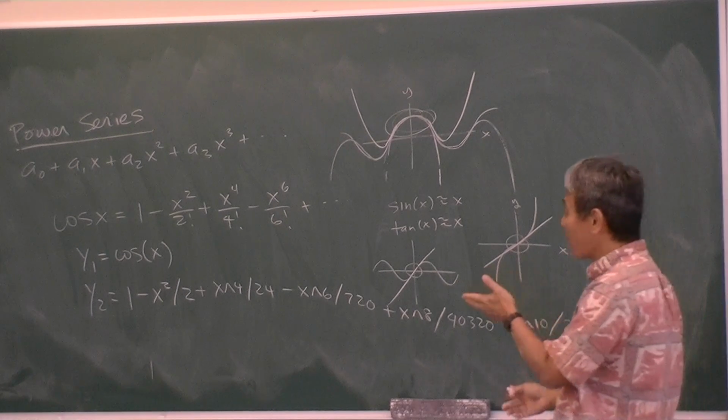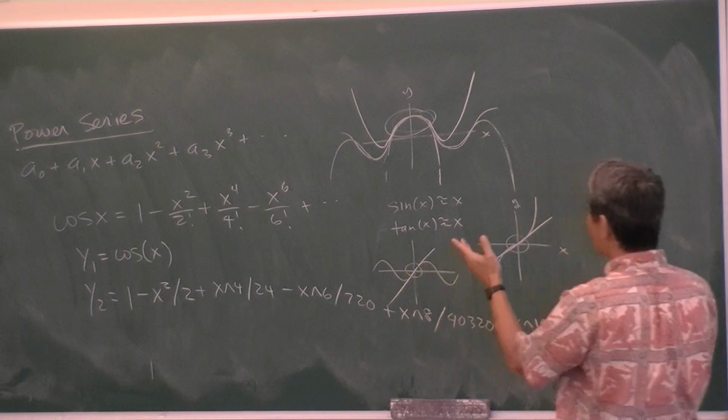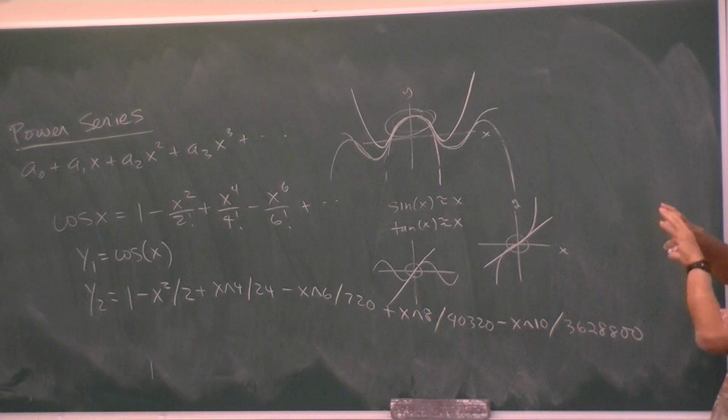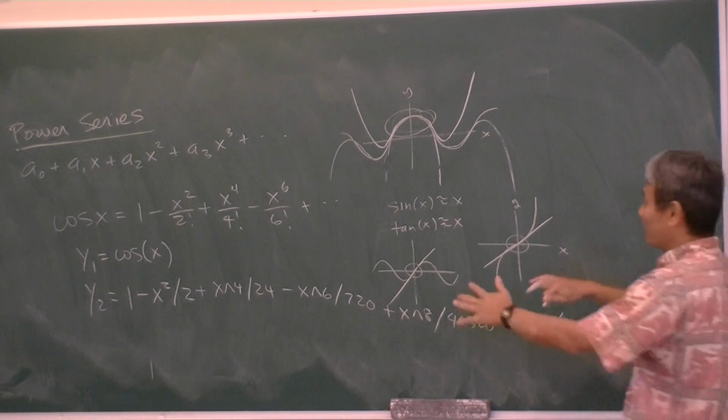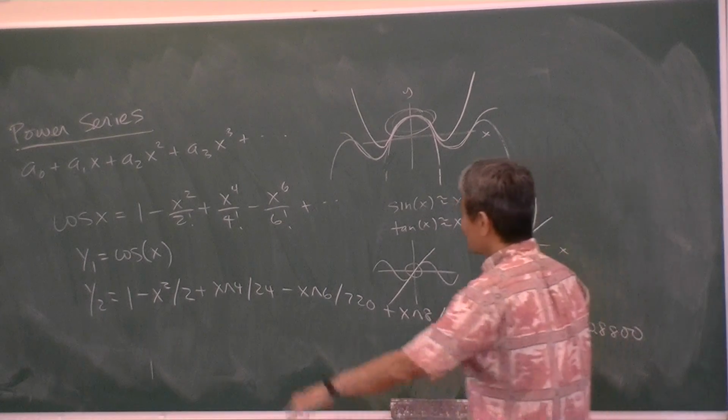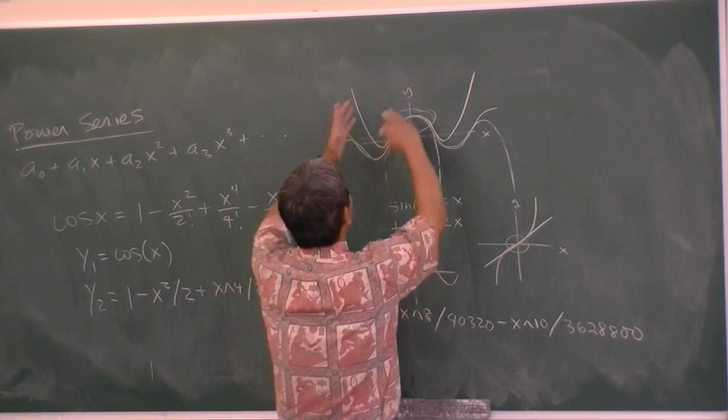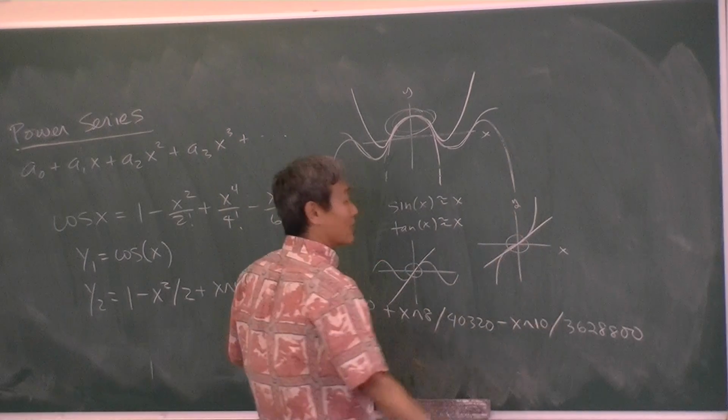Anyway, the more and more terms you use, the more and more the graph looks like cosine. So if you want the exact graph of cosine, you have to use an infinite number of terms. If you have an infinite number of these terms, then the graph will fit the cosine curve exactly.